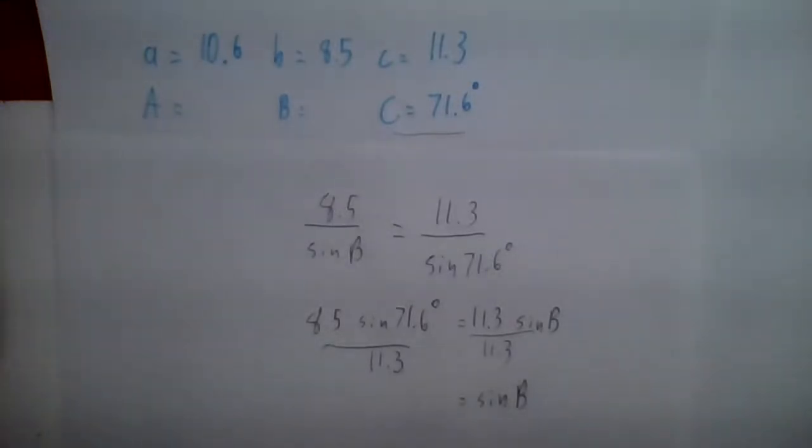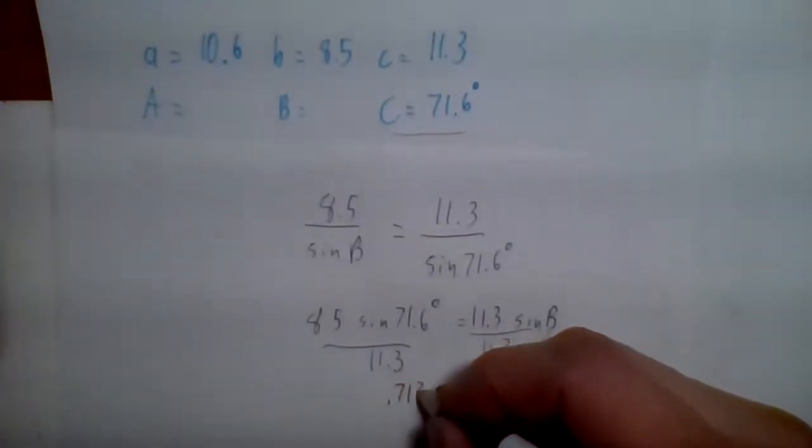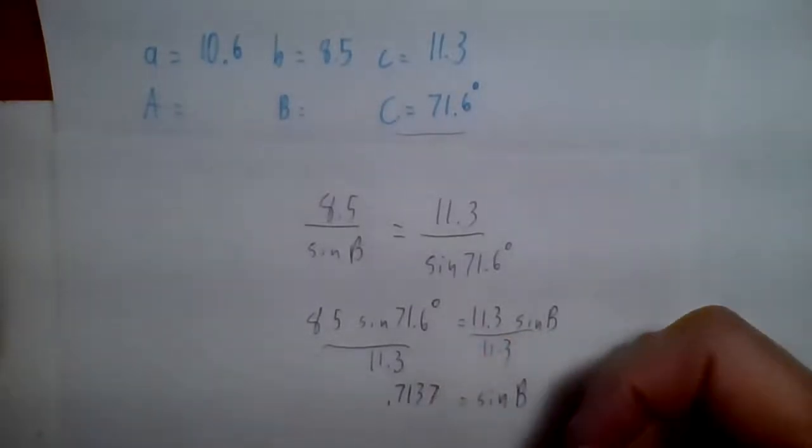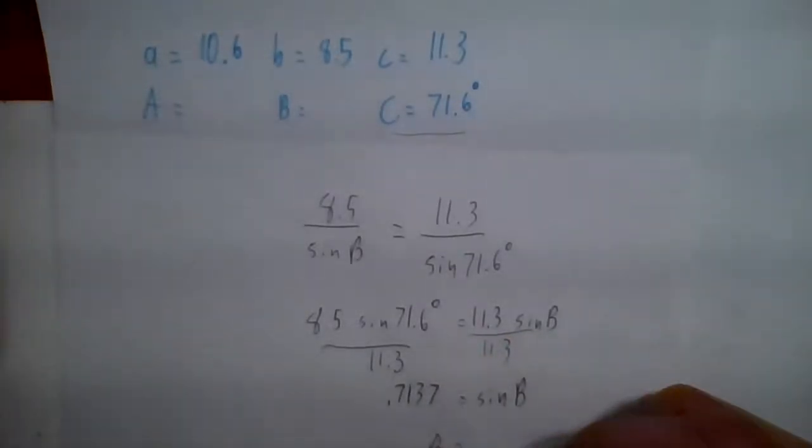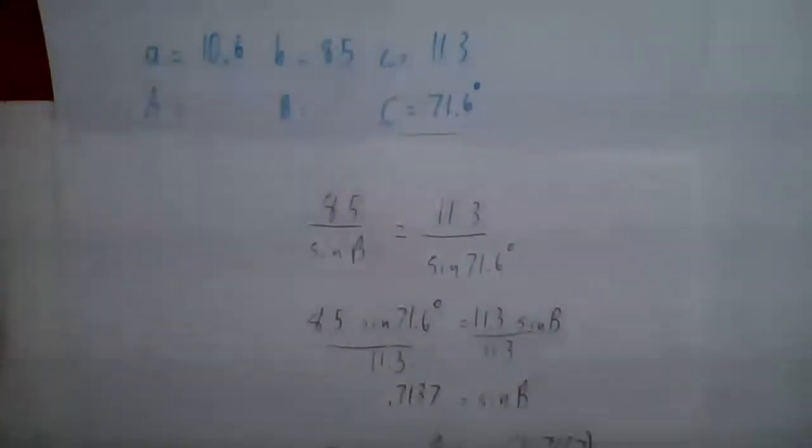Comes up to 0.7137. And now I need to do my inverse sine, knowing that this is 0.7137. That should be 45.5 degrees. So that's angle B is 45.5 degrees. Now we're rolling on this thing.